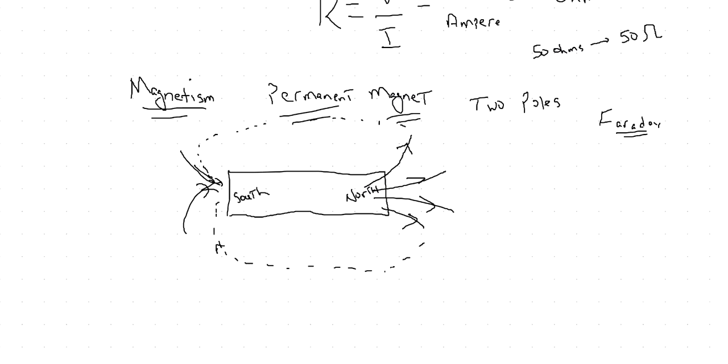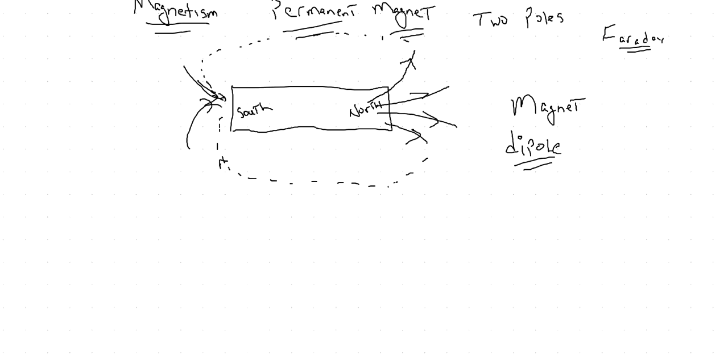Because there's two poles, this is called a magnetic dipole. Magnetic monopoles do not exist. We've never seen them anyway. Magnetic monopoles do not exist.